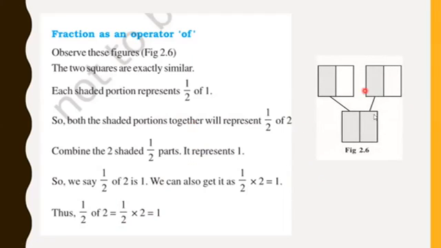This is the diagram where they have given 2.6. Two squares exactly similar, so this and this. Now we will get it in this way. So this 2 will become one whole.